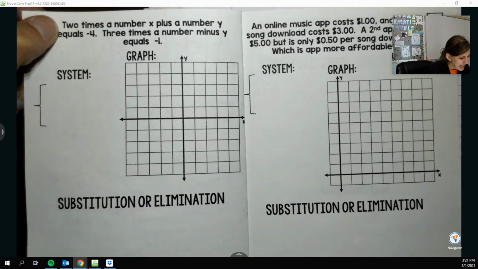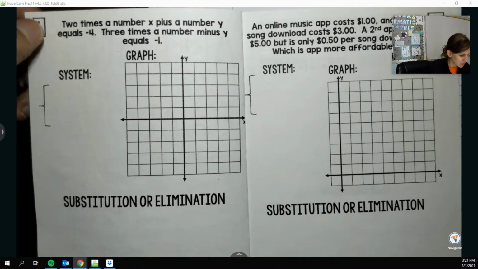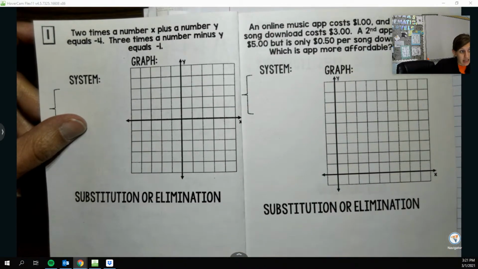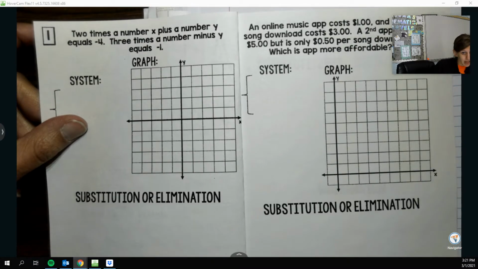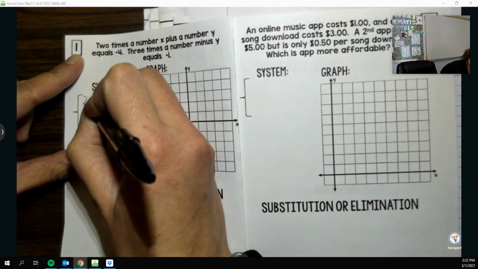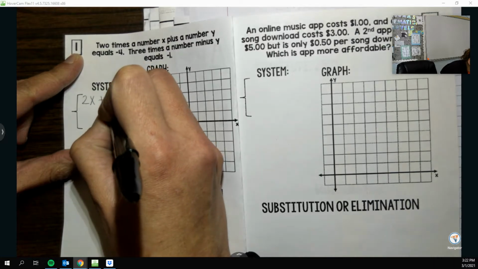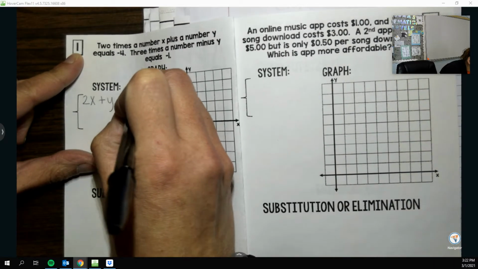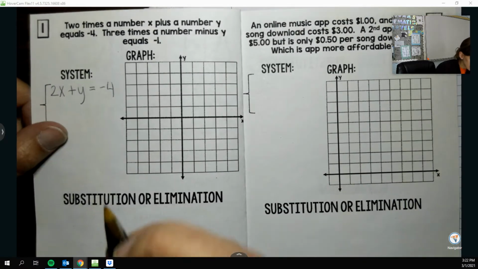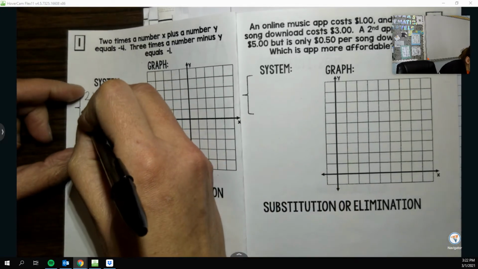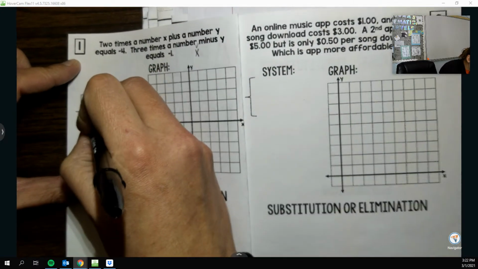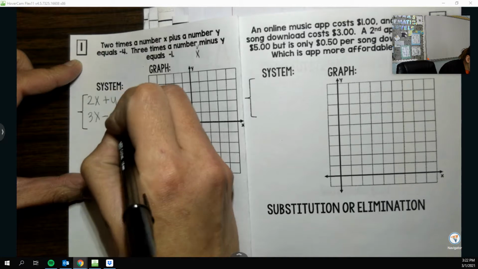So 2 times a number x plus a number y equals -4. 3 times a number minus y equals -1. Okay, so I got to write some equations. That first sentence is talking about one equation: 2 times a number x plus a number y equals -4. That second sentence is also telling me an equation: 3 times a number, I think I forgot an x here. That's why I hesitated before. 3 times a number x minus y equals -1.